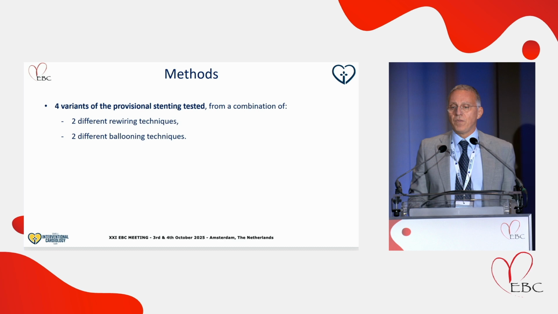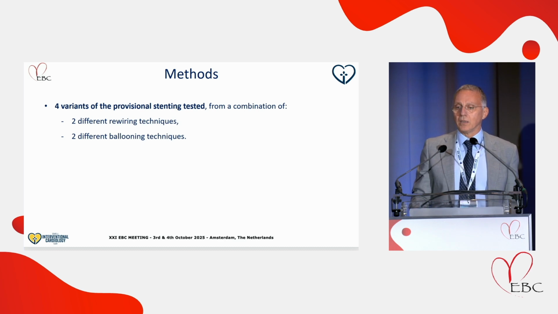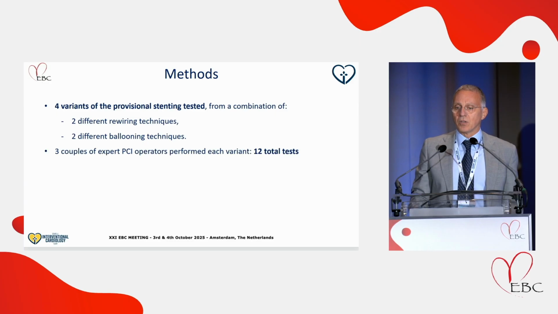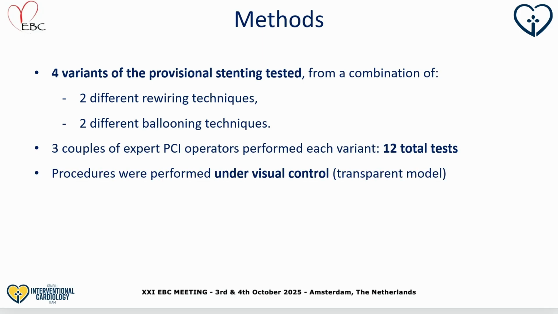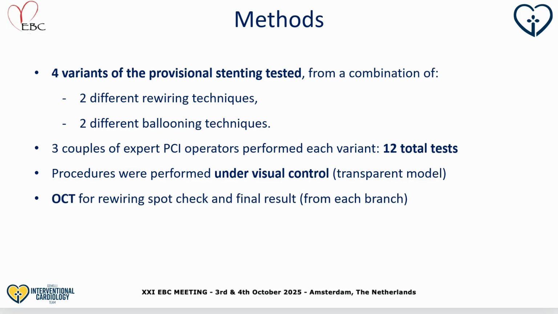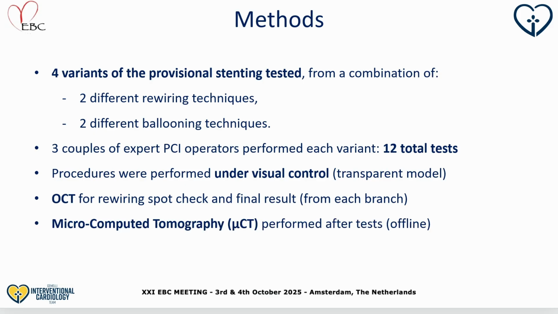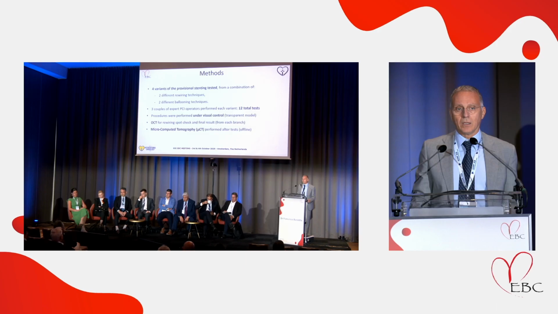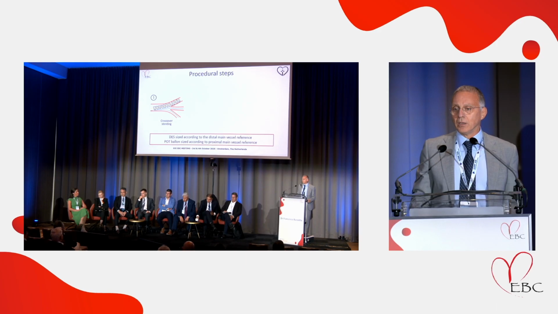We tested 4 variants of the provisional stenting, and we will see 2 different rewiring techniques and 2 different ballooning techniques. 3 couples of expert PCI operators performed each variant, 12 total tests. The procedures were performed under visual control. However, OCT was used for rewiring spot check, like in the OCTOBER trial, and the final result assessment. And micro-CT was performed after the test offline by operators blinded to the procedure.